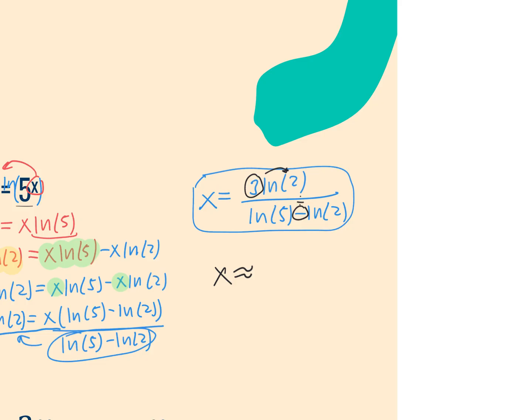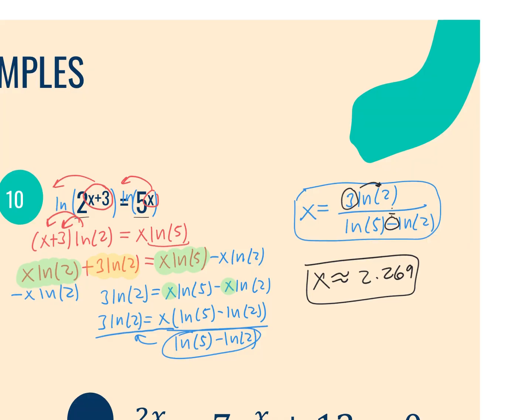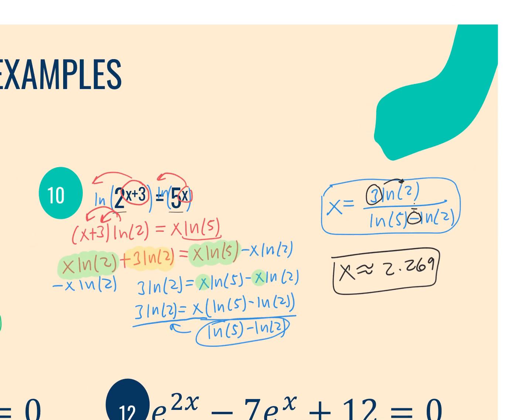All right, we end up with x is approximately 2.269. All right, and then that should be it for that one. All right, that's all we have to do.